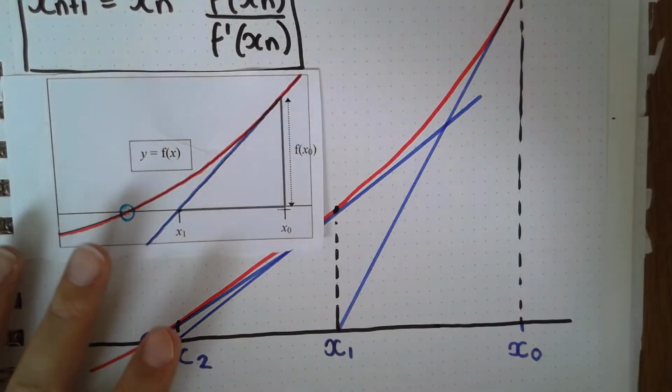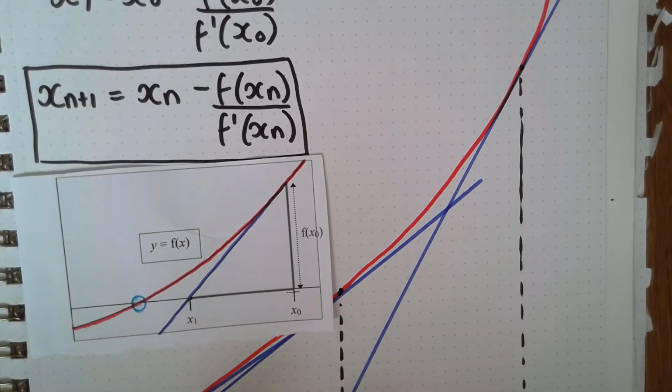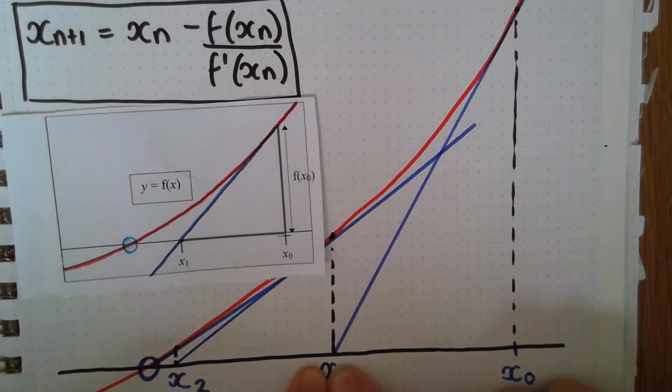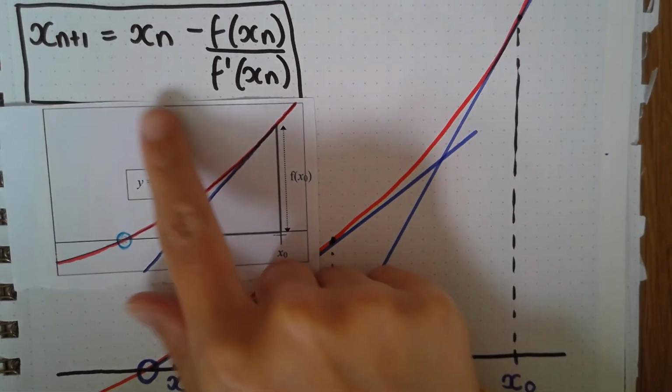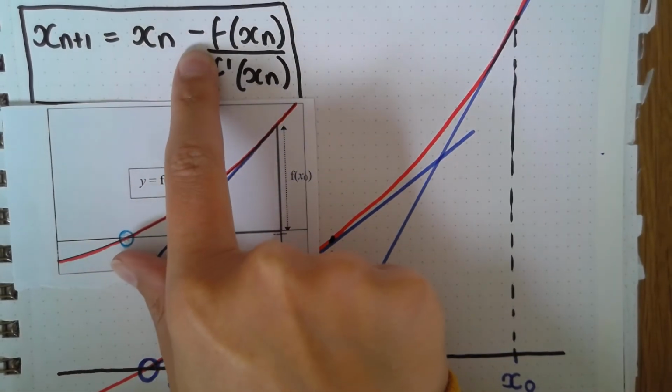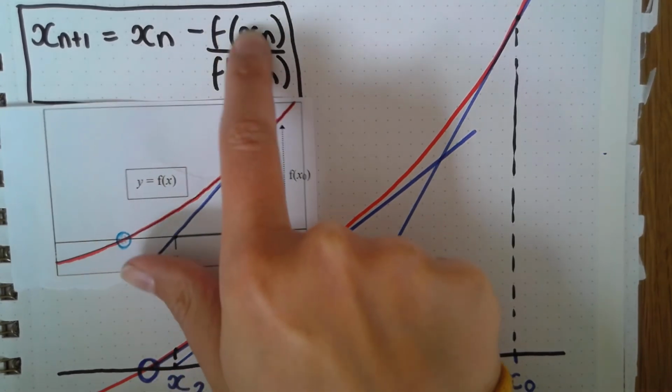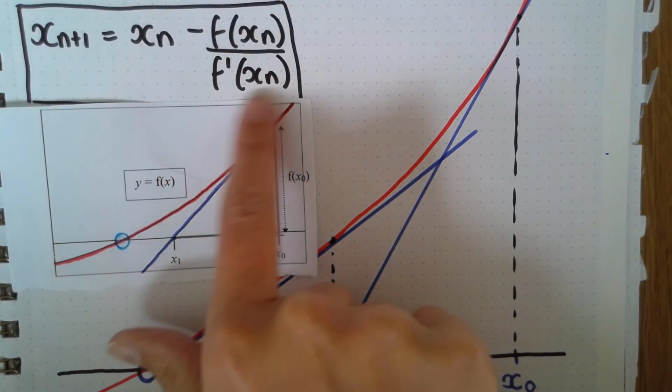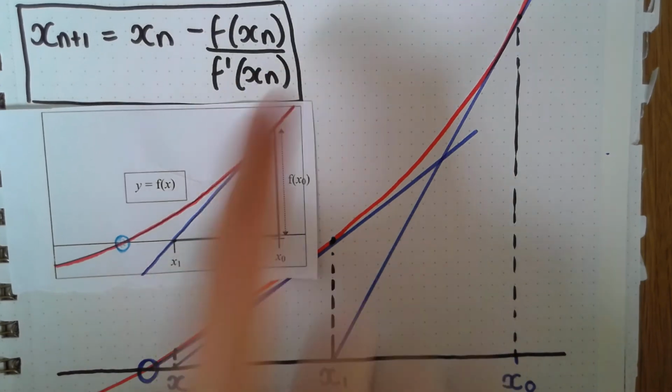It's been derived from the gradient. So we can find our next value by doing the previous value, take away, the previous value subbed into our function, and then the previous value subbed into the differential of our function.